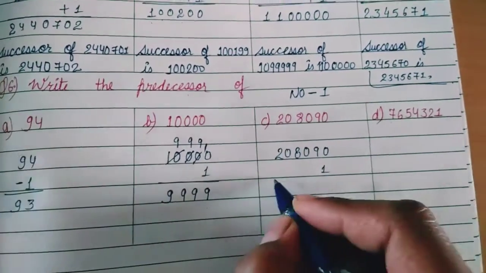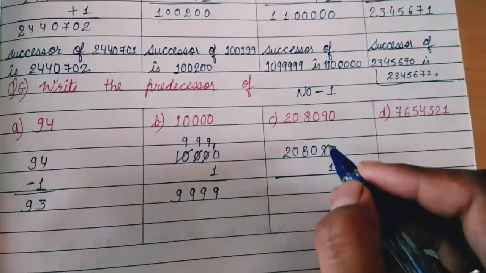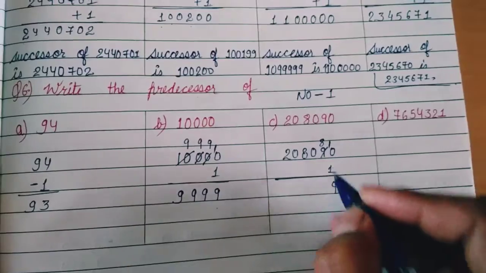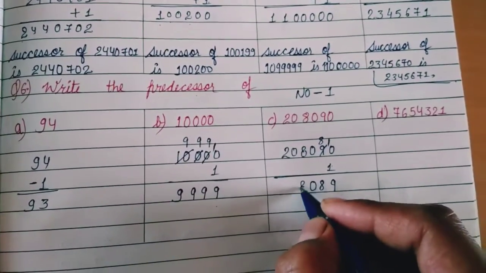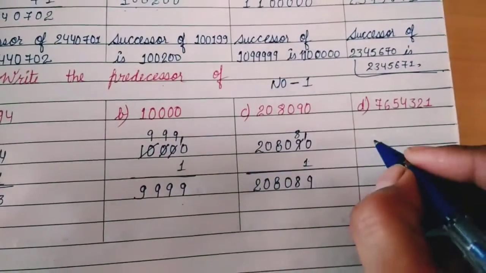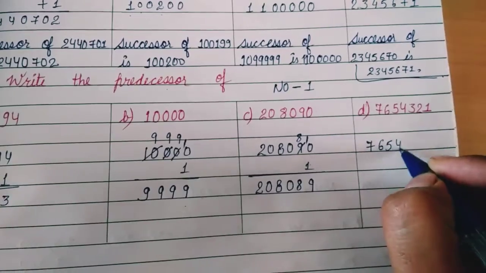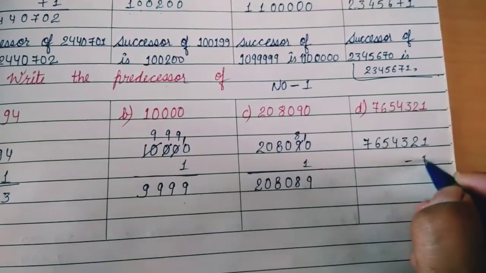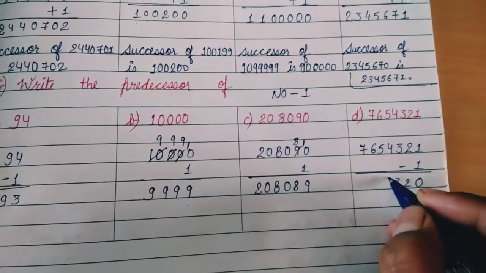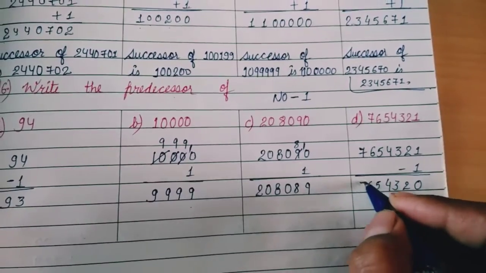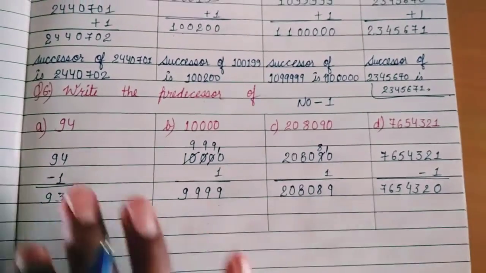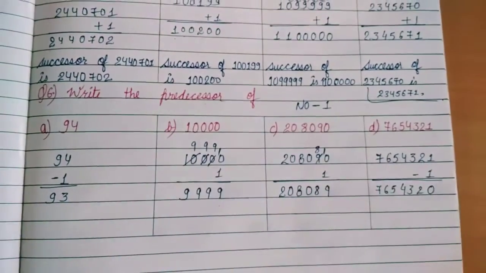208090, we will subtract 1. Here we have 8. 10 minus 1, 9, then 8, 0, 8, 0, 2 will come as it is. Same in the last one, we will subtract 1 from 7654321. So we have 1 minus 1, 0, and 2, 3, 4, 5, 6, 7 as it is. So the answers of these 4 are the predecessors of the given ones.